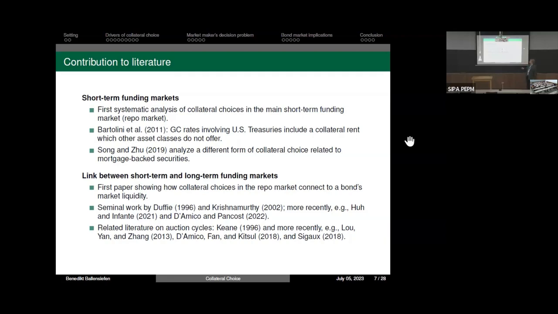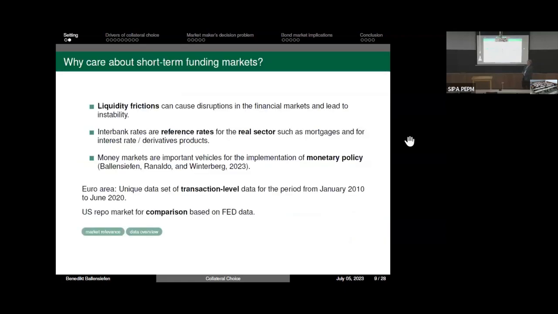Okay. In the European setting, I think these short-term funding markets are getting increasingly important, not only going back to the financial crisis, but also recent work that has looked at how these markets have become the predominant source of funding for banks, and whether there are inefficiencies, for example, in the transmission of monetary policy. For my analysis, I use transaction-level data of the euro area, covering a bit more than 10 years, but I also use data to get a comparison between what we see in the euro area and what we see in the US.